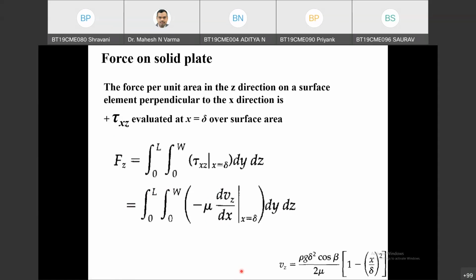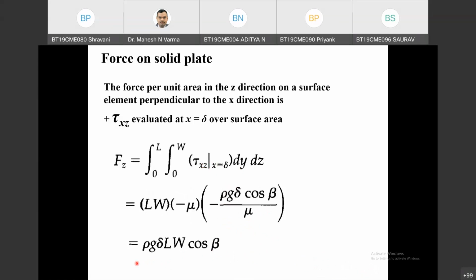So this is the velocity profile. Either you can integrate, or you can use the flux profile also. We have this flux profile too. You can estimate that value at x equals delta, or differentiate this equation with respect to x, substitute x equals delta, and get this value, multiplied by mu and by L and W. So this divided by dx, that you can do. It will give you rho g delta LW cos beta. This is the drag force exerted by the flowing fluid on a plate.